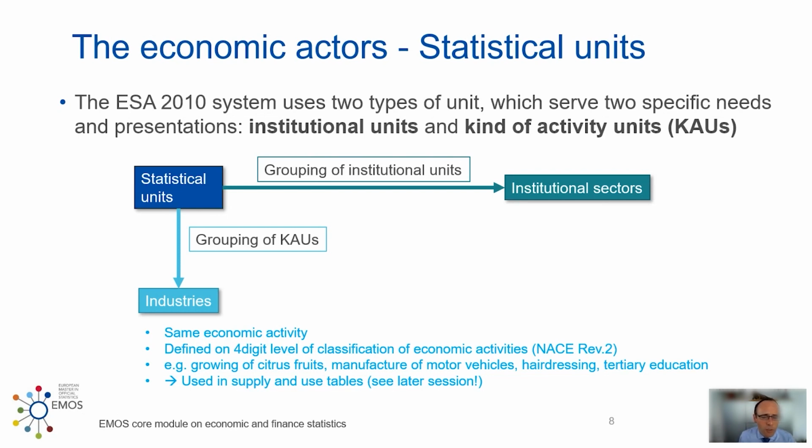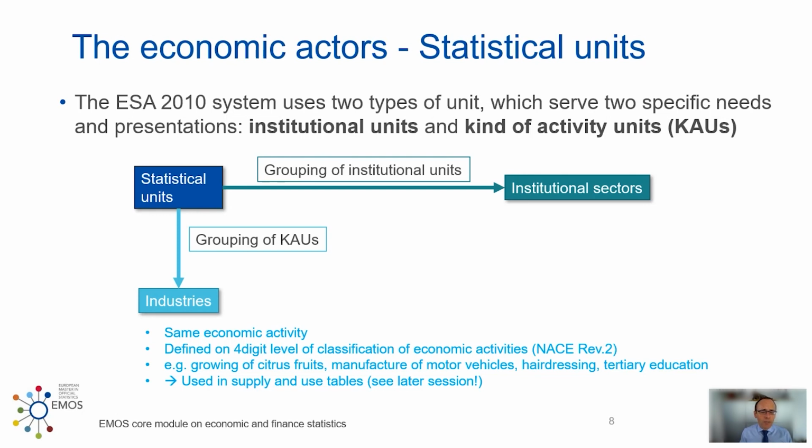With industries, we mean that we put together same or similar economic activities. These economic activities are defined on the 4-digit level of the classification of economic activities, so-called NACE Rev 2. This NACE is the EU-wide harmonized classification system of economic activities. If you don't know about it, it might be a good idea to Google for it for a moment and have a short look at this.